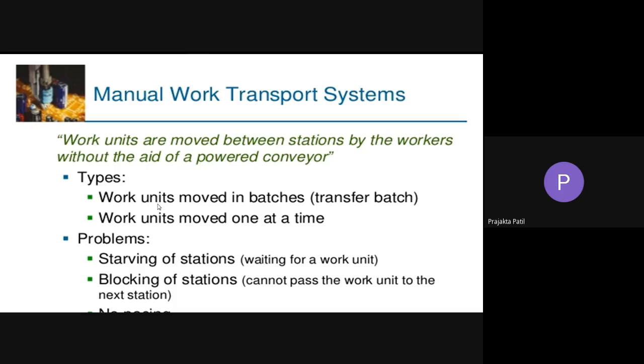So hence the starving and blocking can be minimized here, which is one of the major problems. But one problem here is, if you're including the storage buffers, the trouble with this method of operation is that it will basically result in a significant work in progress. Sorry, work in process. Okay, that is WIP.